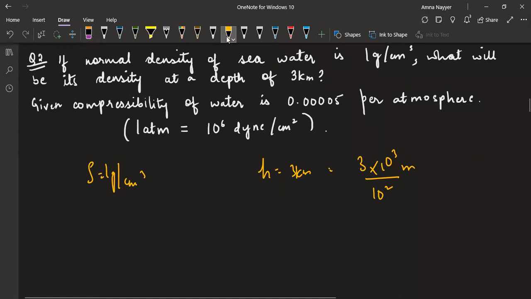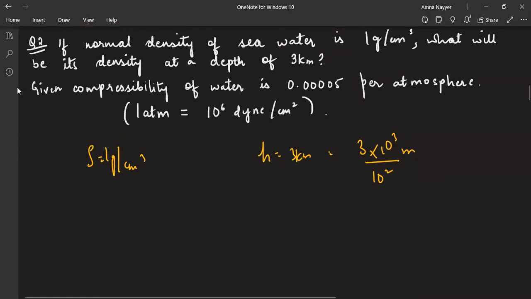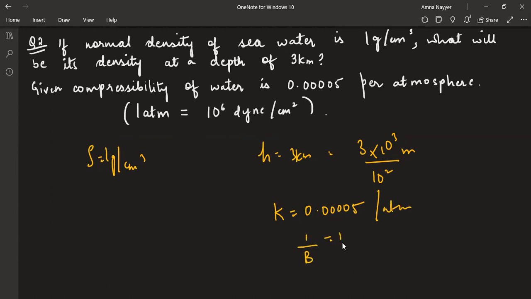Okay. Then compressibility is given. So here you have the value of K, 0.00005 per atmosphere. ATM is also a unit of pressure. So 1 by bulk modulus is K, so bulk modulus will be 1 by K. See, the bulk modulus formula is minus P delta V by V. Bulk modulus can be given by 1 by K from the formula.